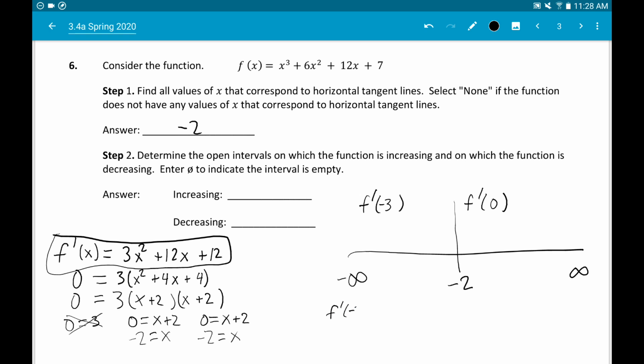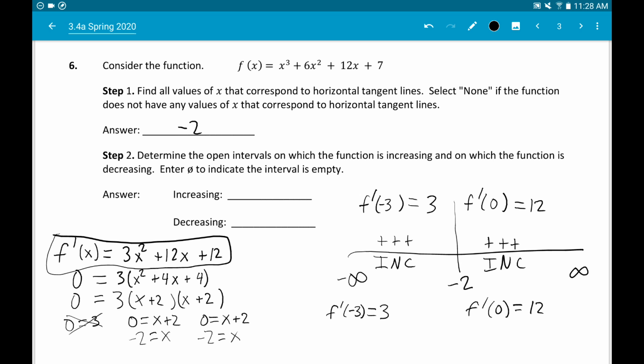If we plug in -3, let's see if I calculate that, negative 1 times negative 1 is 1 times 3 is 3. It's going to actually come out to be 3. All that matters is this is positive, so go ahead and say equal 3 here. So this is an increasing interval. Alright, if I plug in 0, then I'm going to get 3 times 0 squared plus 12 times 0 plus 12. I'm going to get 12. So this is also positive, so this is also an increasing interval.